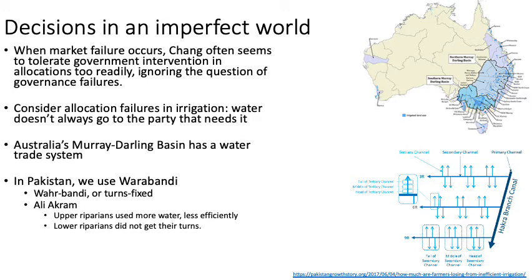Contrast that with the Murray-Darling Basin, where it's not so much whether you have the right, but you are now able to tweak whether the allocated right is worth it for you. So let me give you an example of that. Suppose that we have a system like Warabandi, which is every 5 days you get 50 units of water, or every week you get 50 units of water.